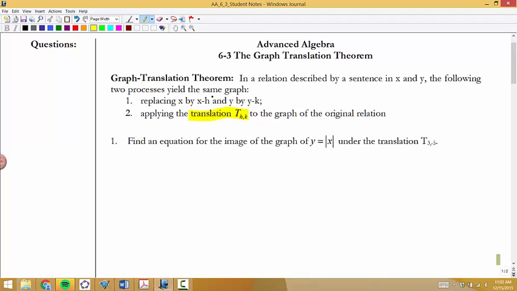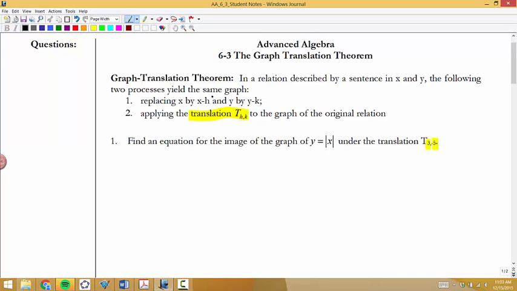So let's see if we can apply the graph translation theorem to example number 1 here. It says find an equation for the image of the graph y equals the absolute value of x under a translation of 3, negative 5. Well, if I'm going to do a translation of 3, negative 5, really that means that we're going to take our x value out and put in its place x minus 3. And we're going to take our y value out and put in its place y minus a negative 5. So let's do that.